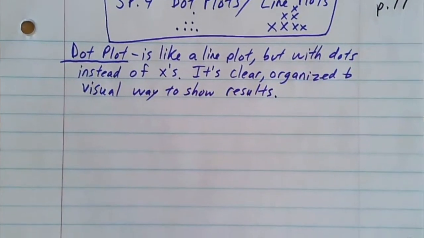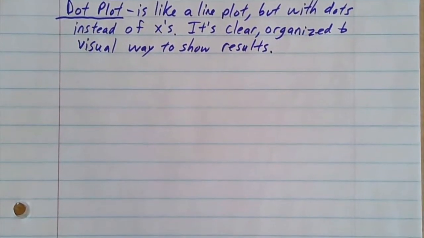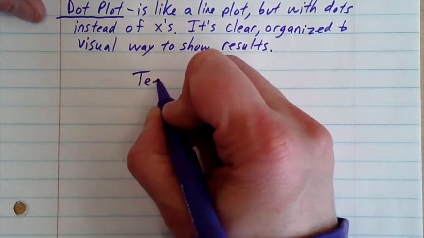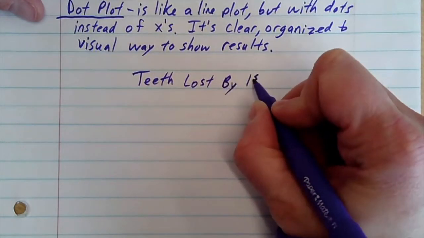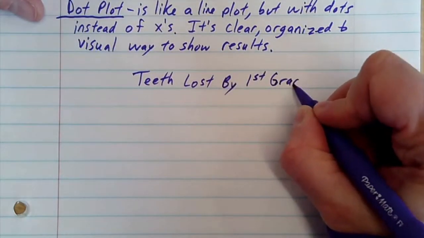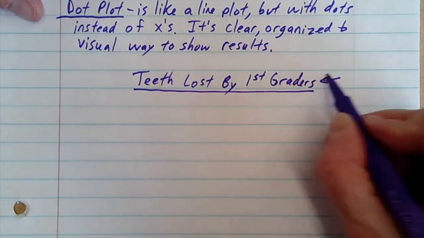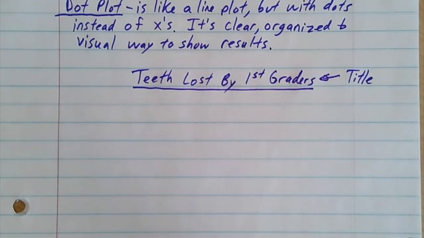The example that you'll see that I talked with you about, we're going to go down a line, and the title is going to say teeth lost by first graders, and it's kind of underlined. We refer to this as the title. The title tells us who it's about and what's going on.